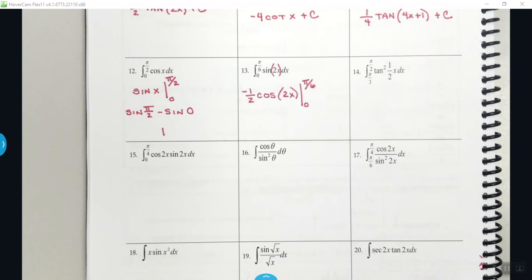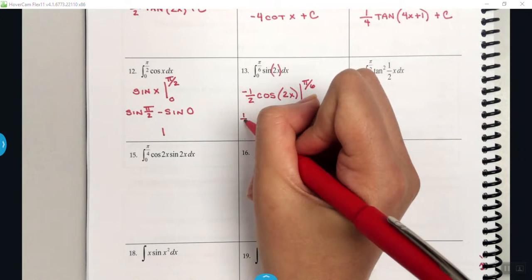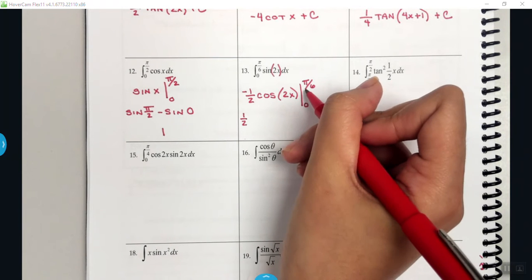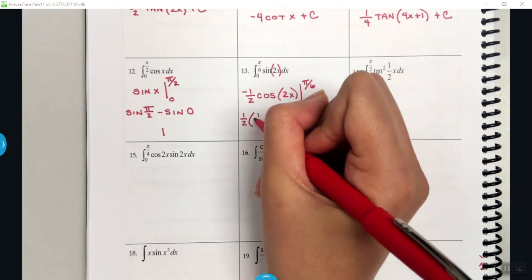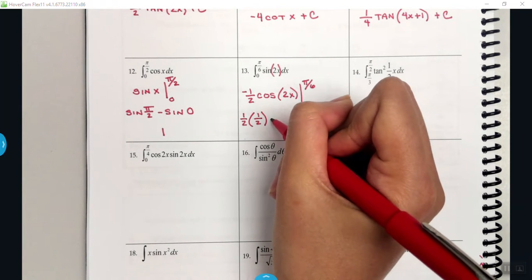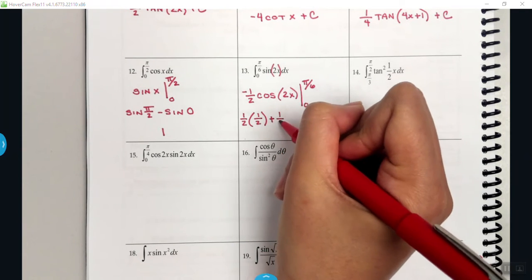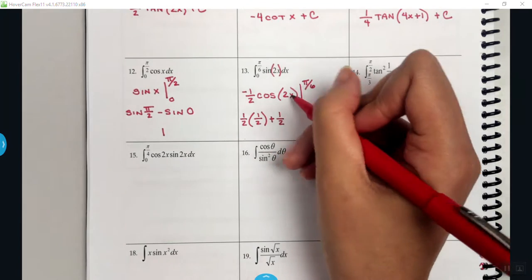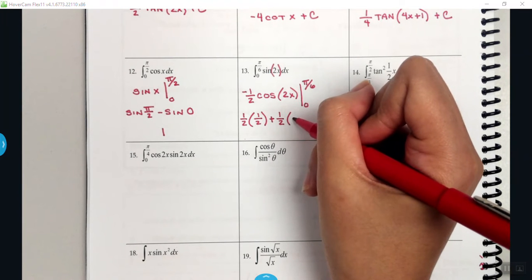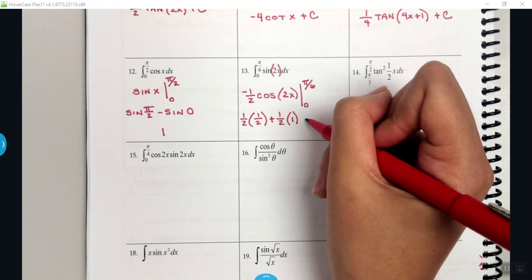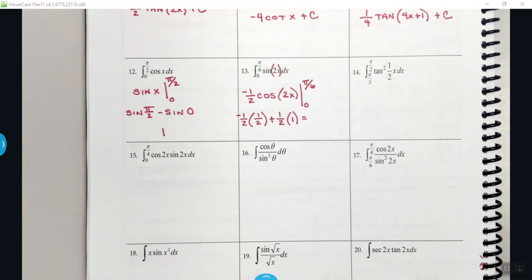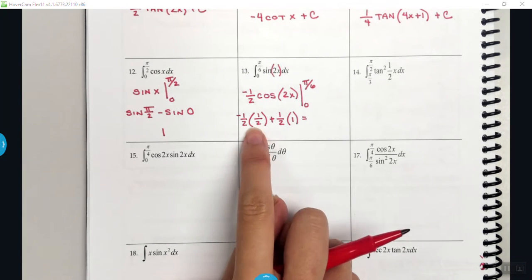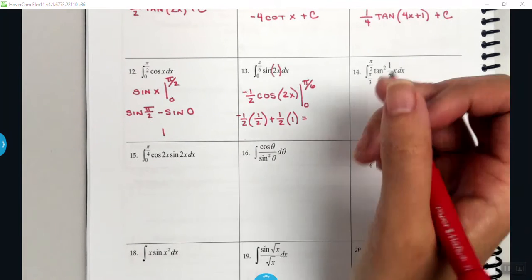Okay, so we get 1/2. What's cosine of 2 pi over 6, or cosine of pi over 3? 1/2. Minus 1/2, so plus 1/2. And cosine of 0 is 1. Did I do that right? No, I forgot my negative for this one. Right? Yeah. Okay, so we got negative 1/4 plus 1/2. That's 1/4.